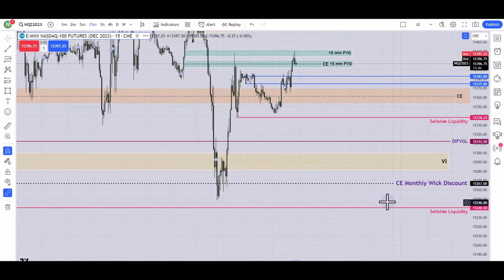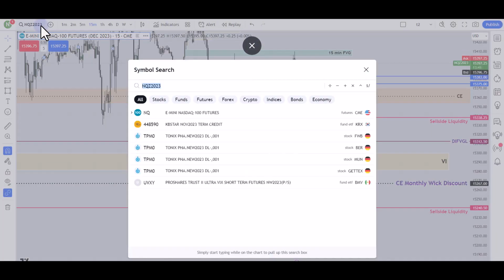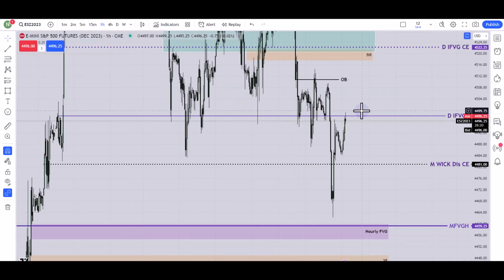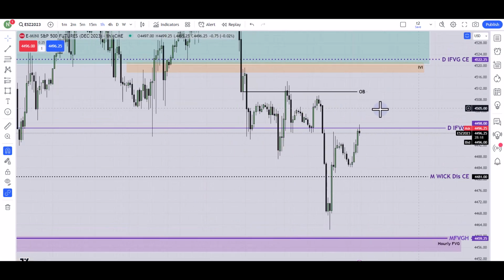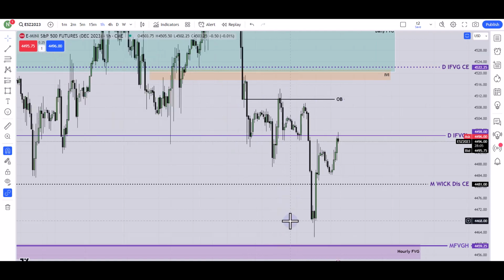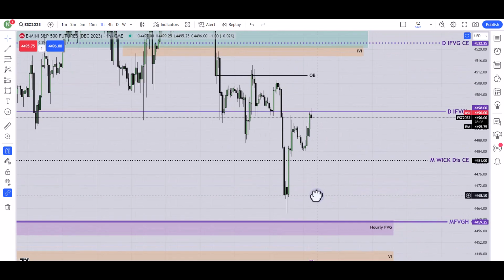Let's go to the mini S&P. There is actually nothing very important in mini S&P. So this is the hourly order block, price respected that. Yesterday I was expecting this price will go to this fair value gap, also the daily fair value gap, but it didn't do it. Rather than that, it actually came lower, and now it is trading to this gap. You see the hourly fair value gap, it is trading over here.